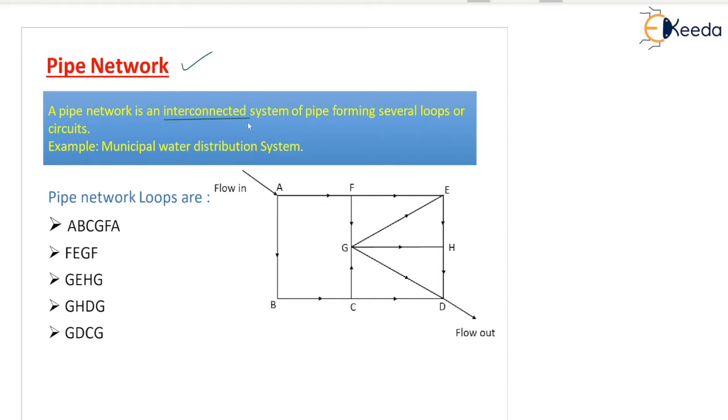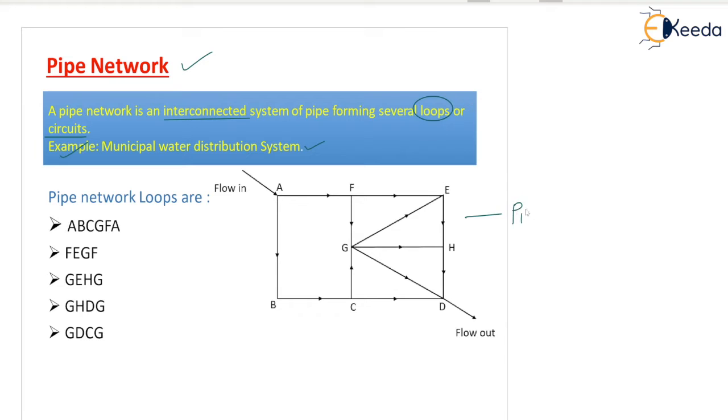A pipe network is an interconnected system of pipes forming several loops or circuits. Just like the electrical circuits, a pipe network is an interconnected system of pipes and it will form several loops or circuits. That's a closed circuit. An example is your municipal water distribution system and various pipe network systems in the laboratories. So this is an example of pipe network you can see here.